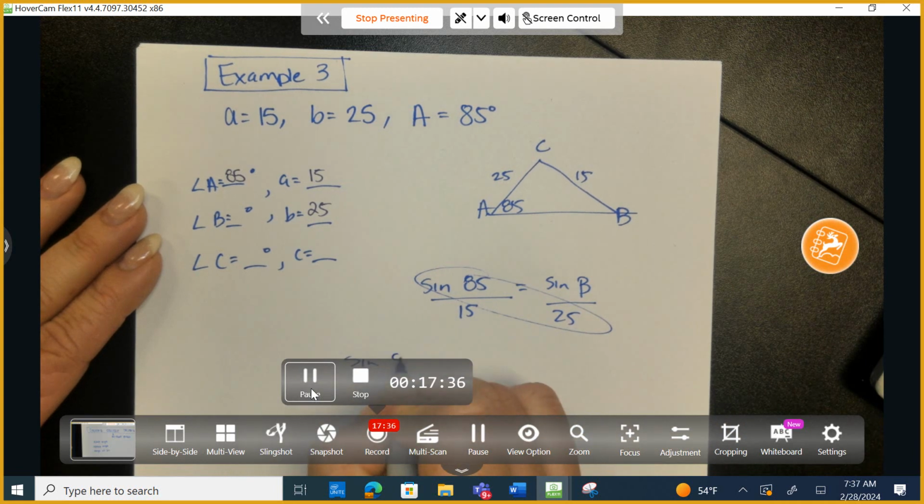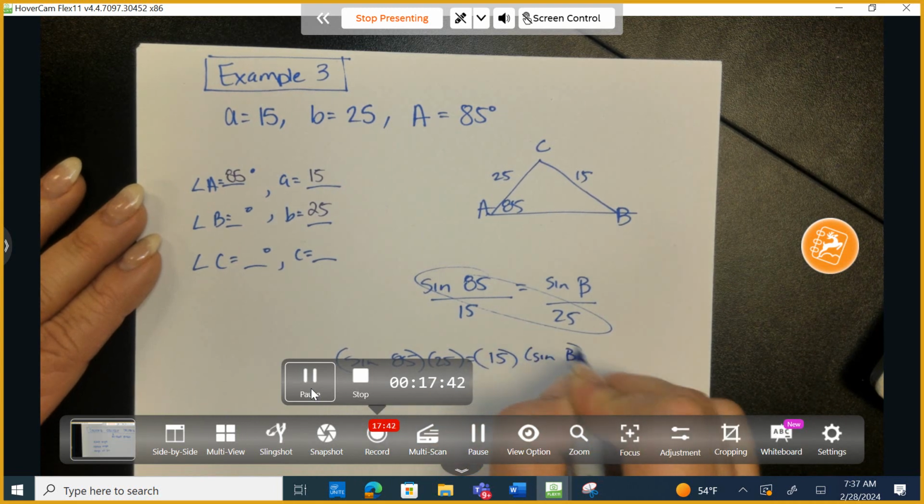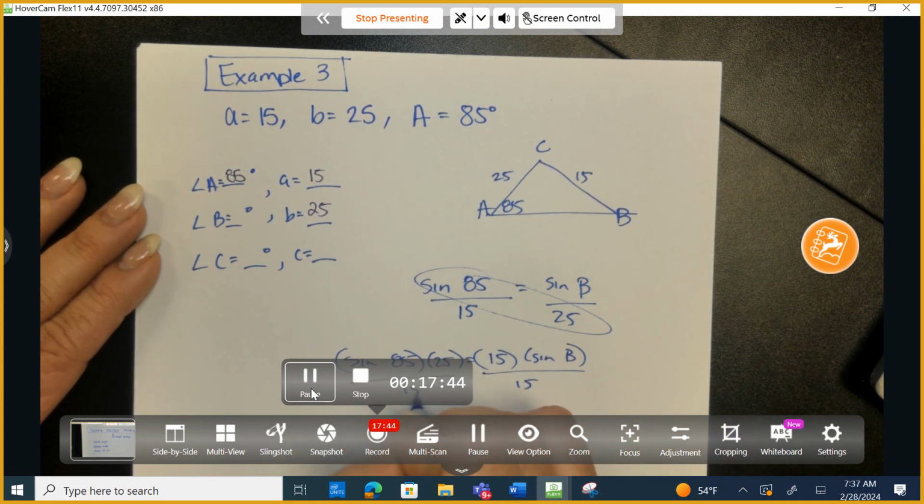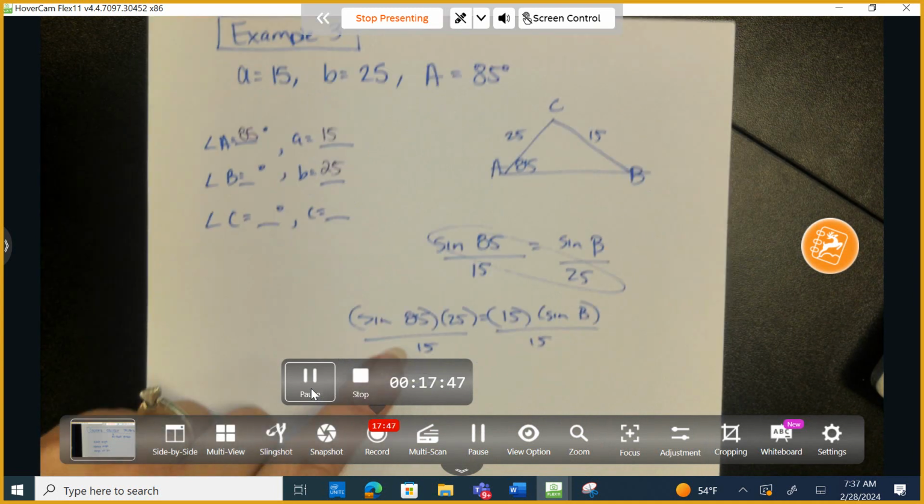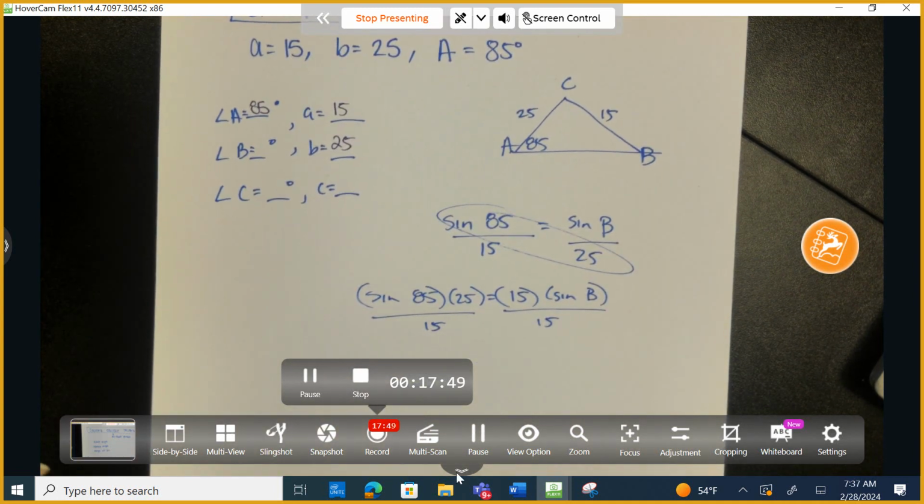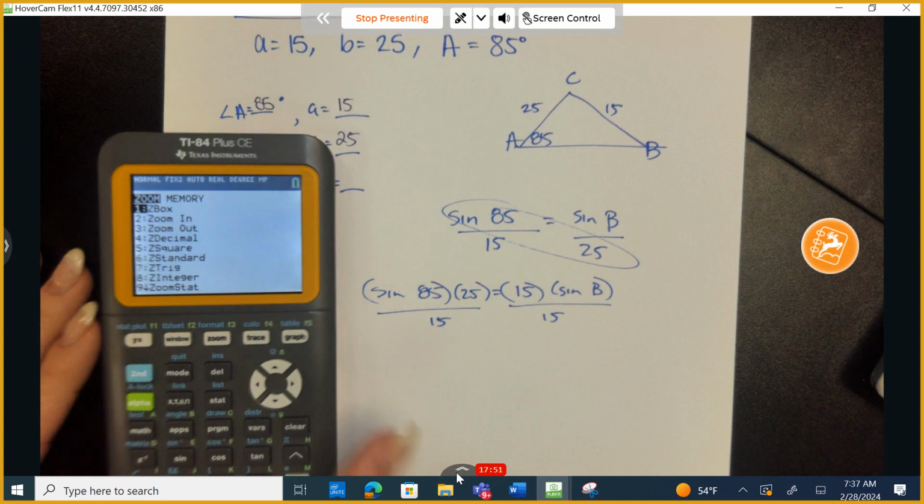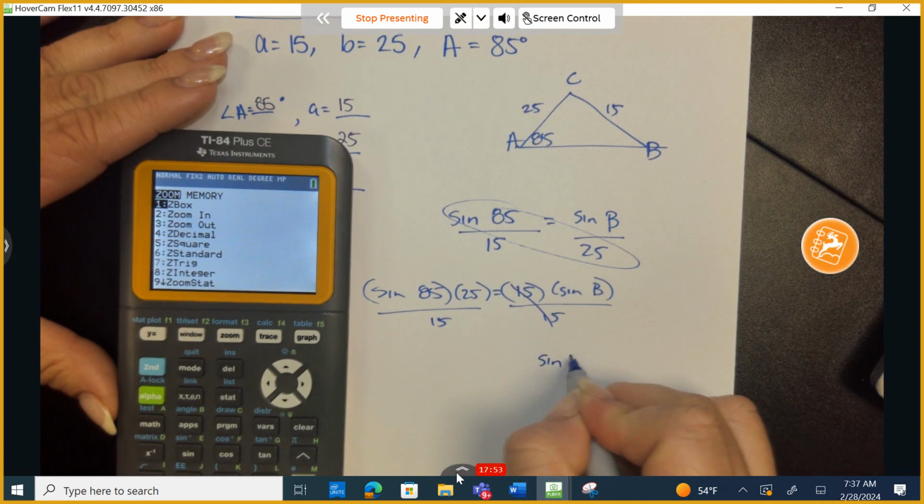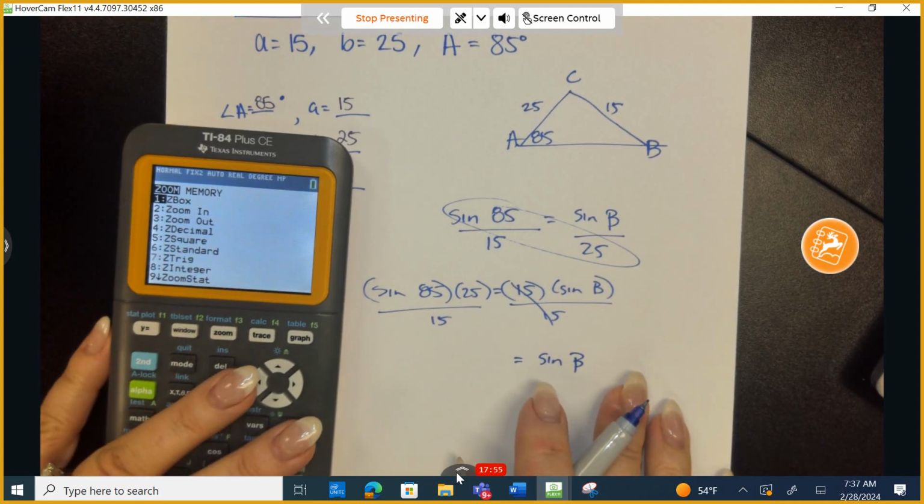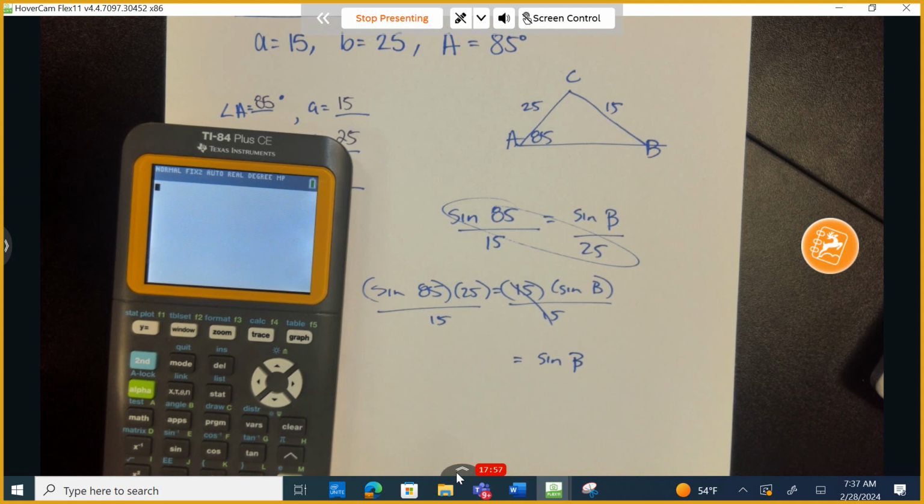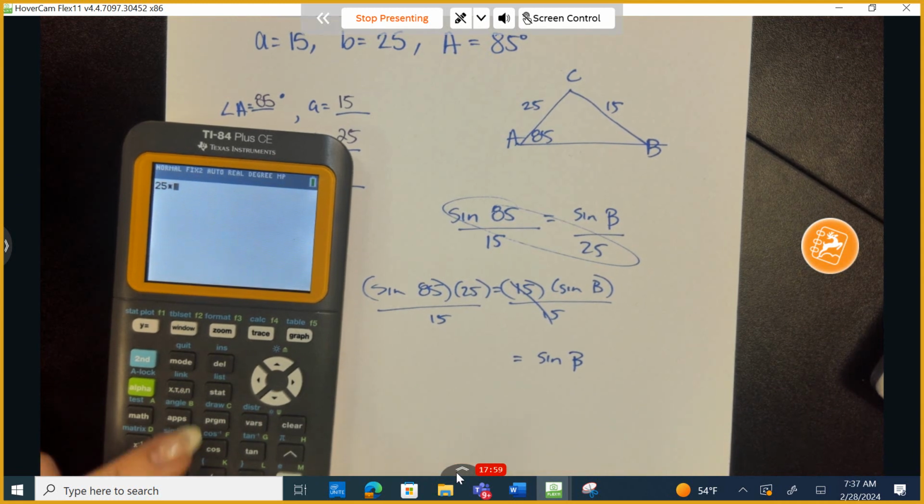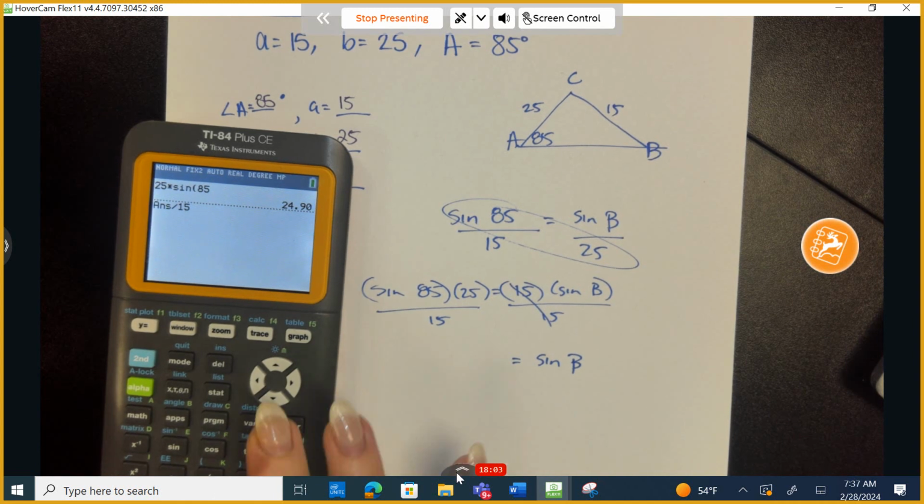Okay, so I'm going to multiply here. I have sine of 85 times 25 equals 15 times the sine of B. Then I'll divide by 15. Let's figure this out on a calculator. I should move this down so everybody can see if they're rewatching this. So the sine of B is equal to 25 times the sine of 85. I'm going to get an answer and divide by 15.